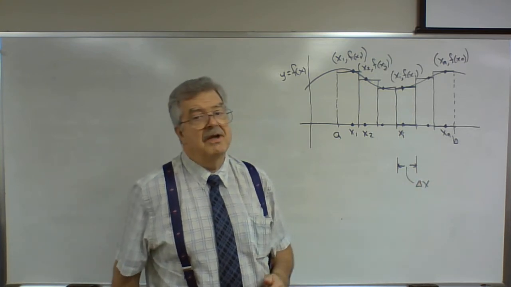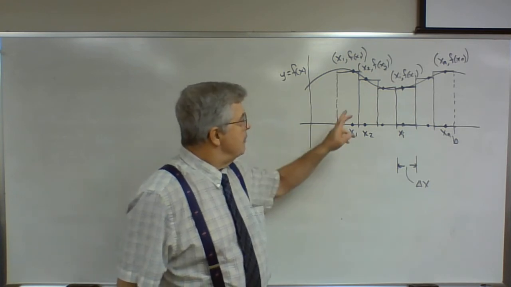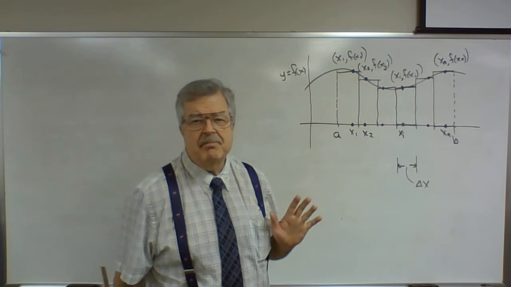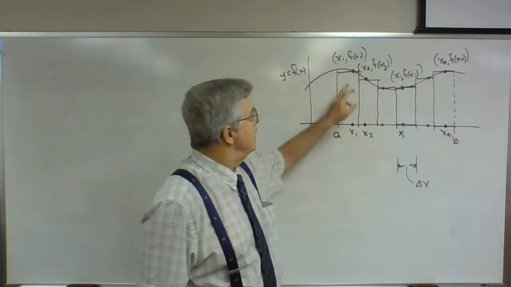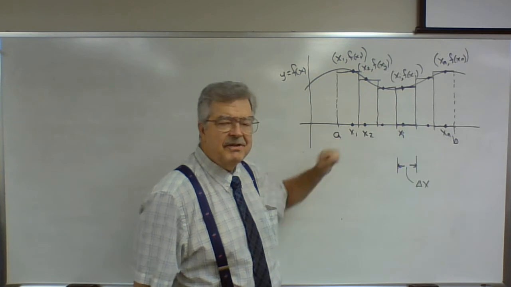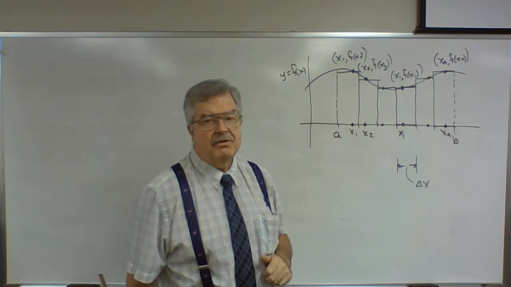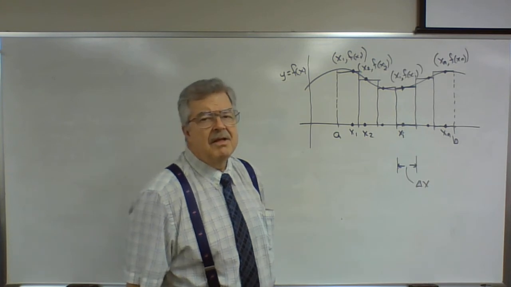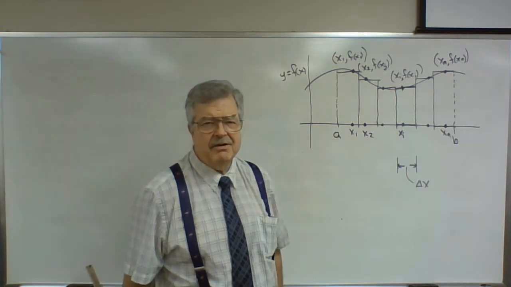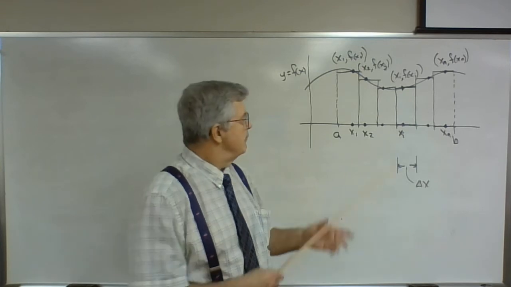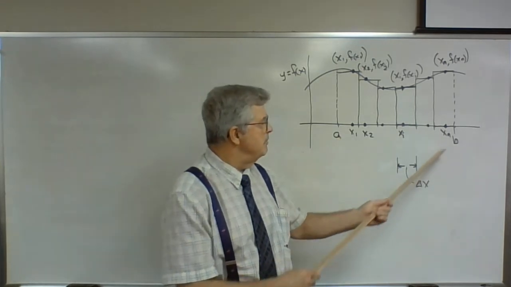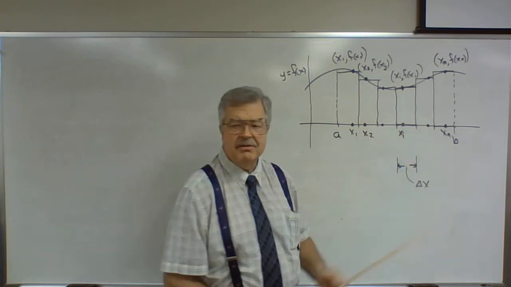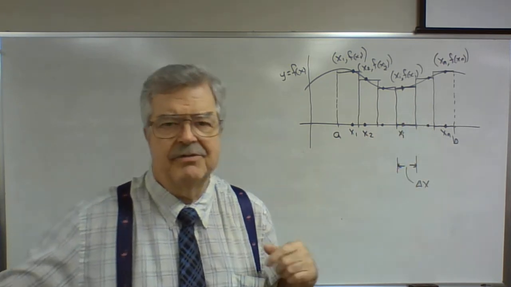And we said to ourselves, you know what? If we add up the areas of these rectangles, that will be approximately the same as the area bounded by the graph and the x-axis, which also happens to be the same as the integral of f of x. So to approximate the integral of f of x from x equal a to x equal b, we just decided we'd add these rectangles together, the areas of the rectangles.